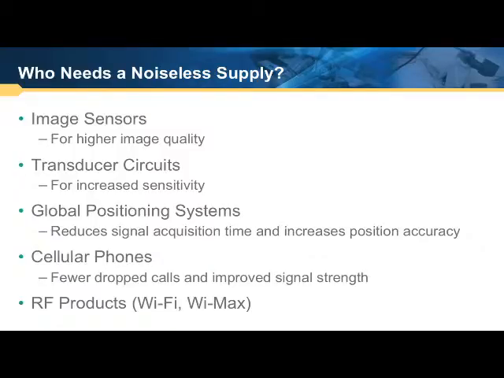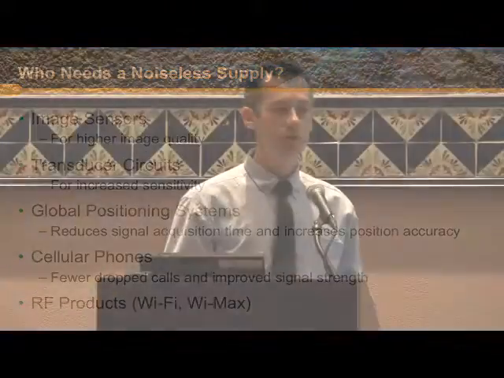CMOS imaging sensors require low noise. If there's noise on the charge amplifier or on the ADC, it can affect the dynamic range of the system or the sensitivity, especially in low light conditions. Transducer circuits all need low noise. The better the noise, the better the measurement.